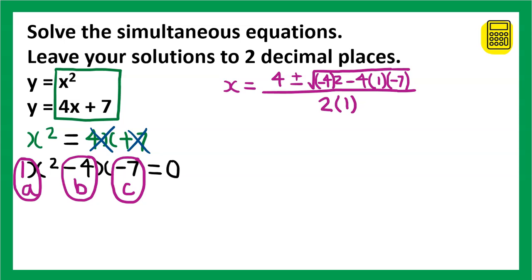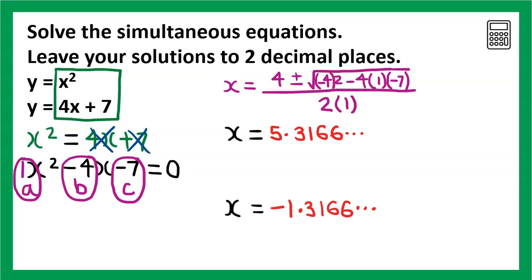Type this into your calculator, starting with a positive here, and that will give you your first solution for x, which is 5.3166. Next, retype or edit what you've written on your calculator to include a subtraction instead of an addition, and that will give us our second solution for x, which is negative 1.3166.